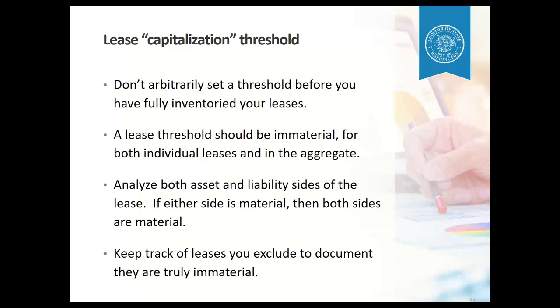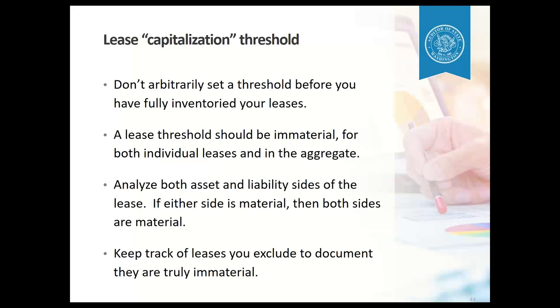A lease threshold has to be immaterial for both individual leases and in the aggregate. In fact, GASB recently had a Q&A on that. If you read the implementation guide 2021, Q&A 5.1, that's where they have this discussion. It's related to capital assets, but it still applies here. Immaterial, both individually and in the aggregate. You want to analyze both the asset and liability sides of the agreement. If either side is material, then both sides are material. You're going to record both sides.